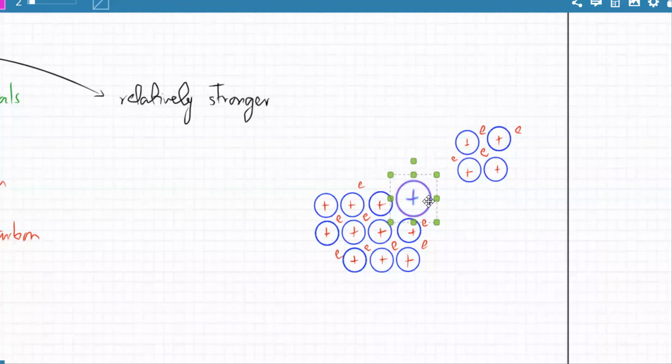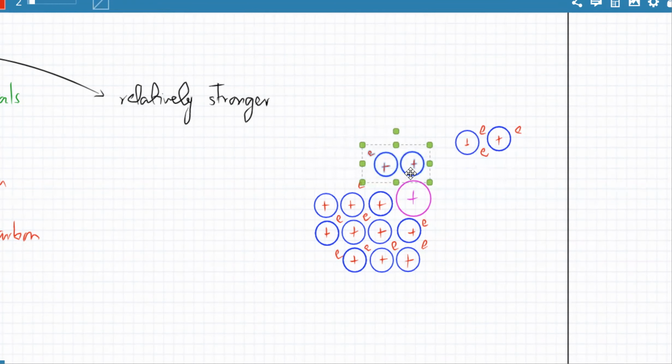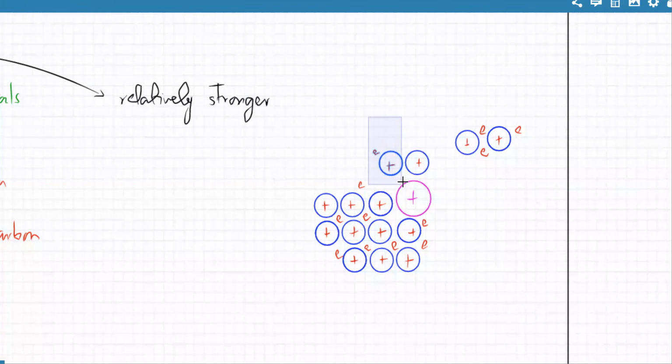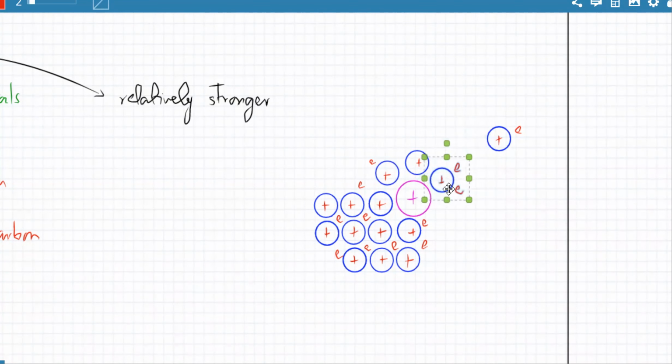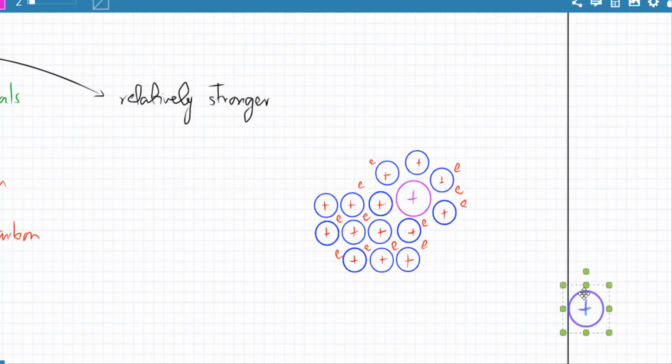a haphazard structure. An irregularly arranged lattice is going to be created because of the addition of this iron, which has a different size. So anyways, this creates a completely haphazard structure.